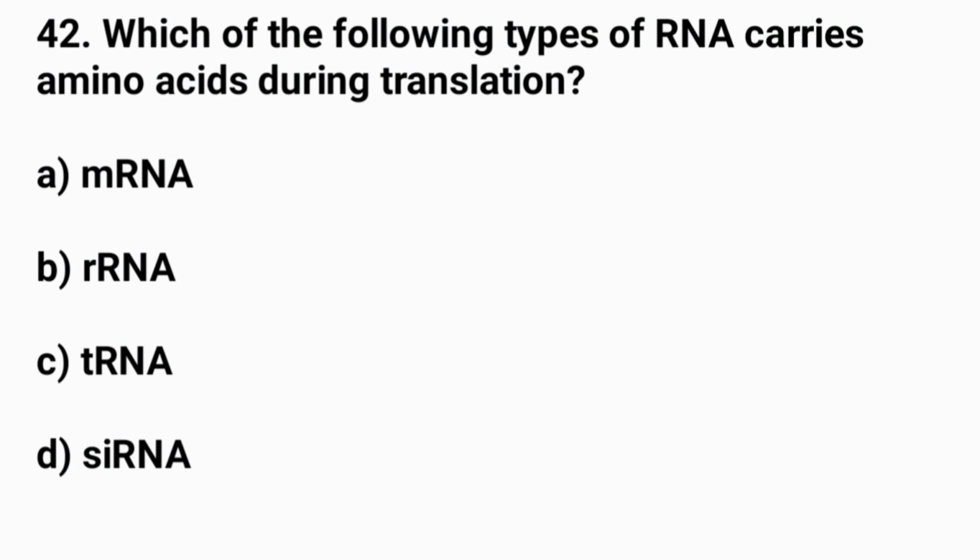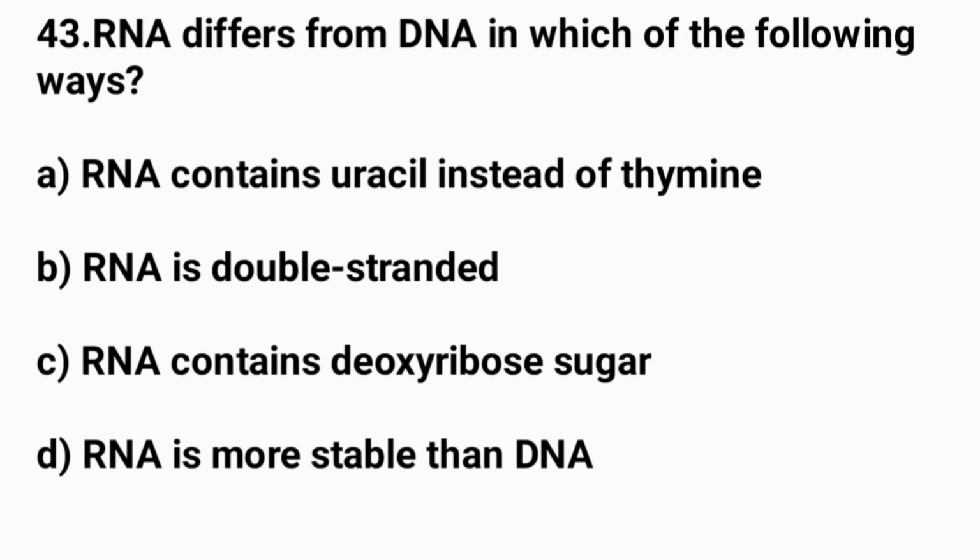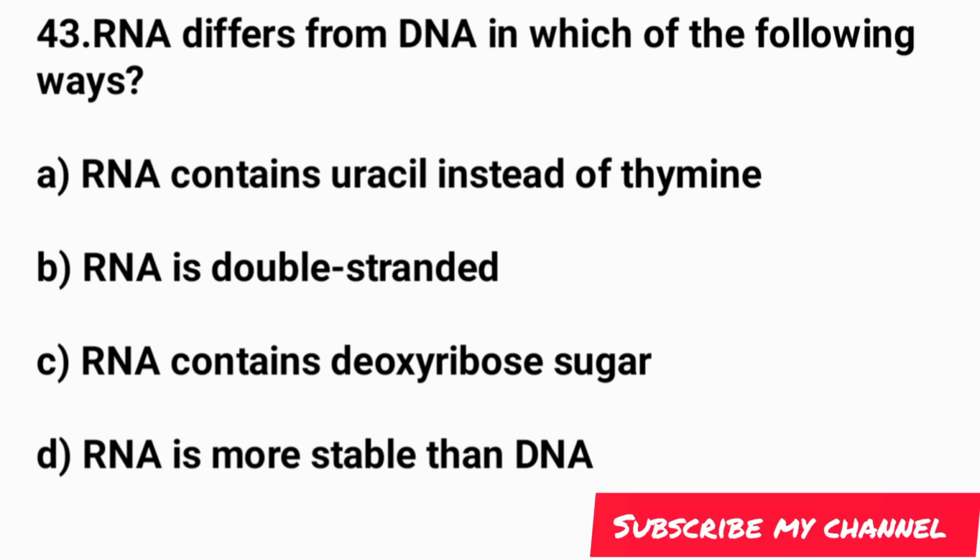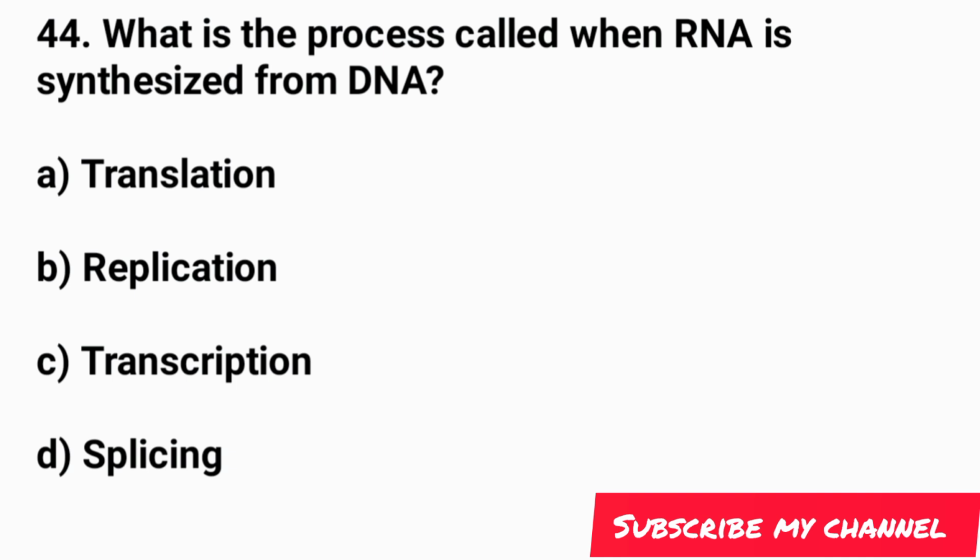Question number 42. Which of the following types of RNA carries amino acids during translation? The right answer is option C. tRNA. Question number 43. RNA differs from DNA in which of the following ways? The right answer is option A. RNA contains uracil instead of thymine.